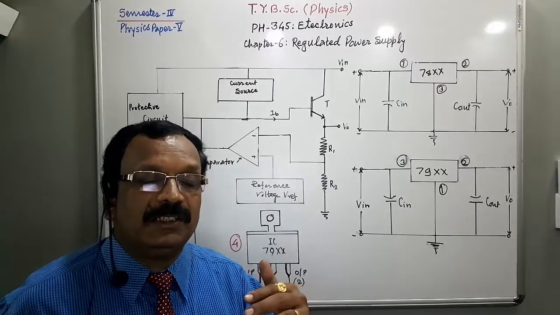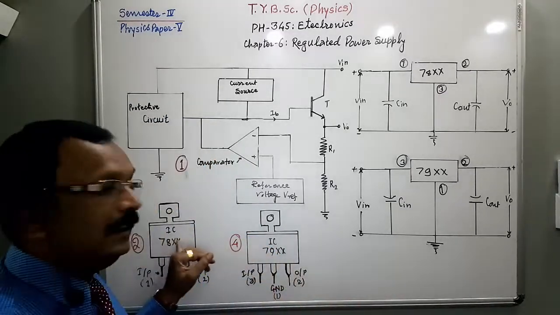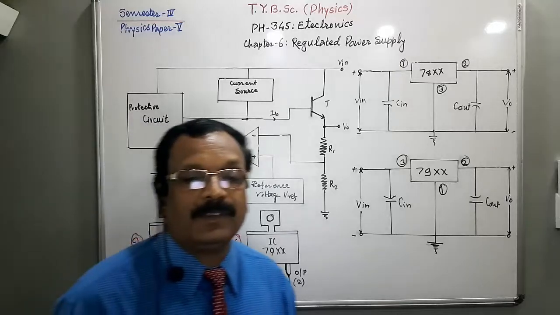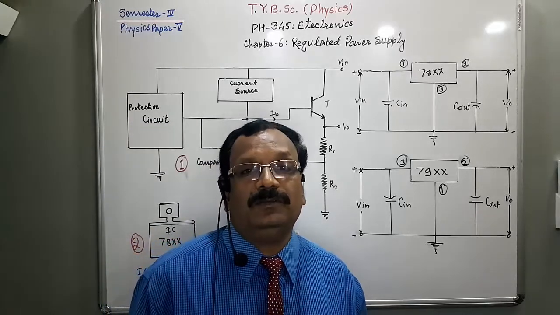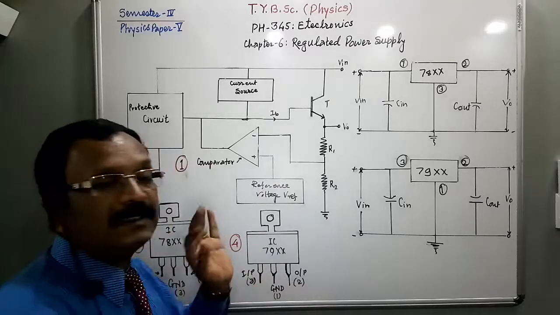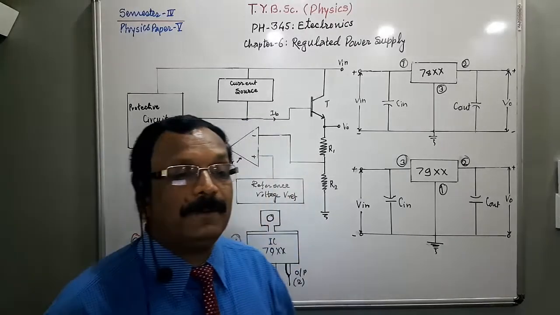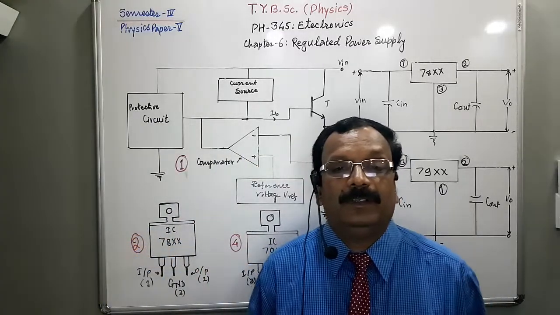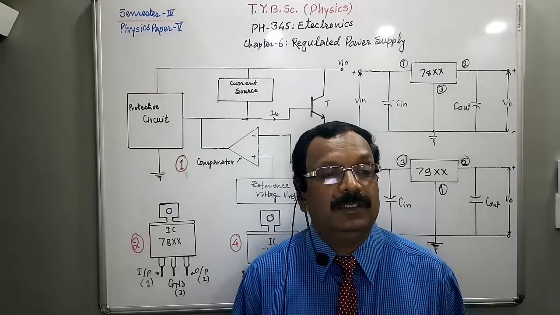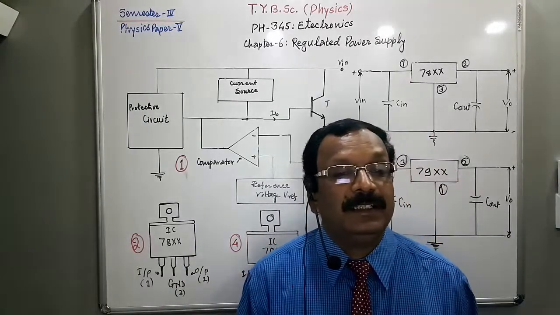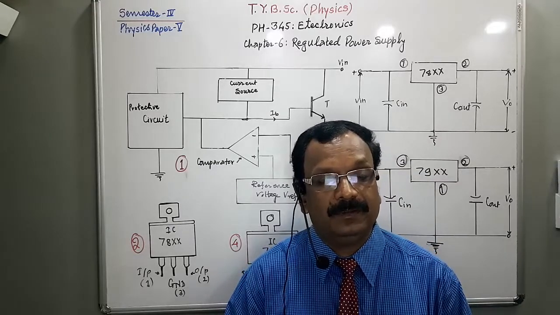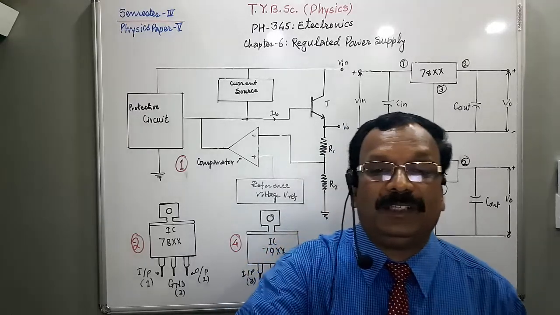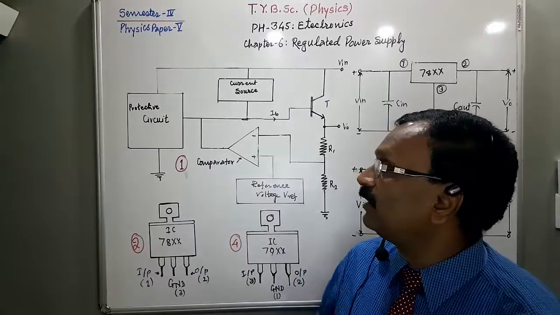The reference voltage is generated internally in both the ICs. This is done by a Zener diode, which is used inside the IC and gives the reference voltage. The voltage V1 is a fraction of the output voltage.